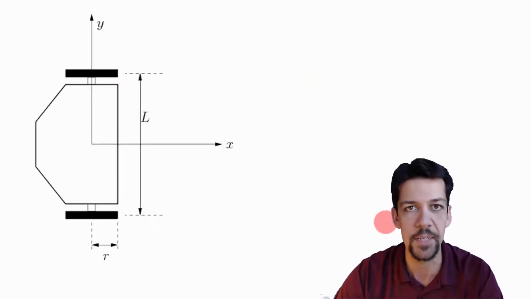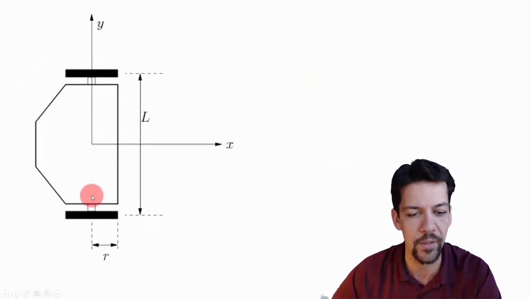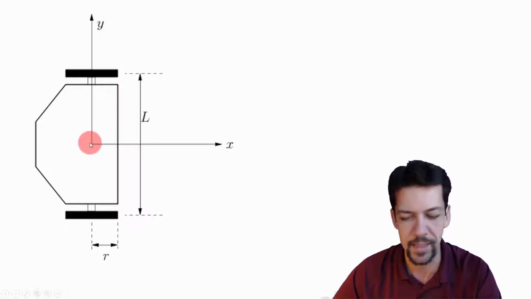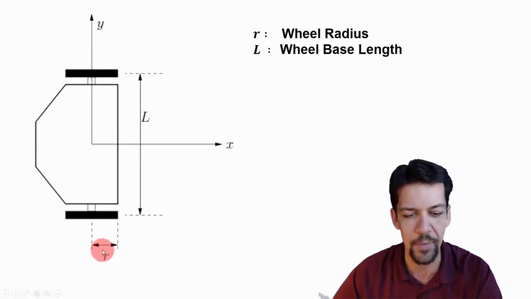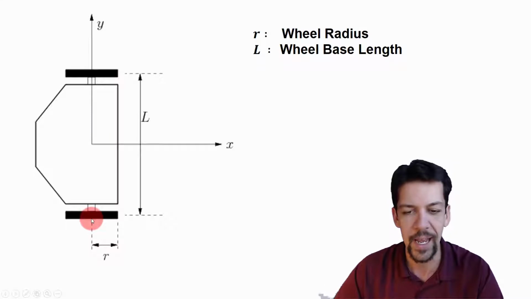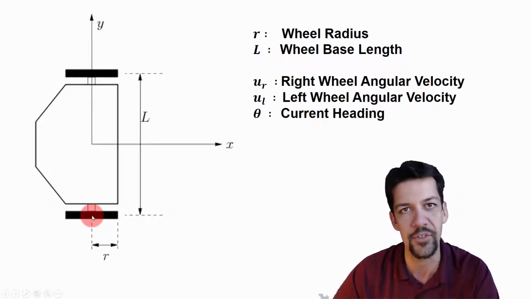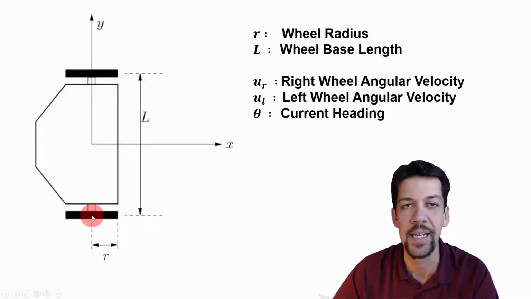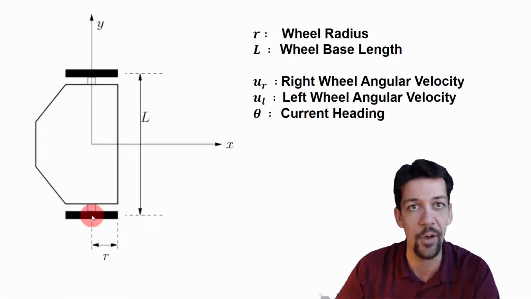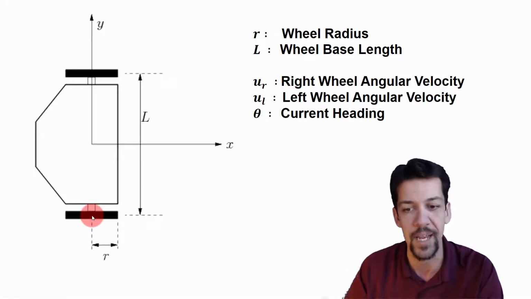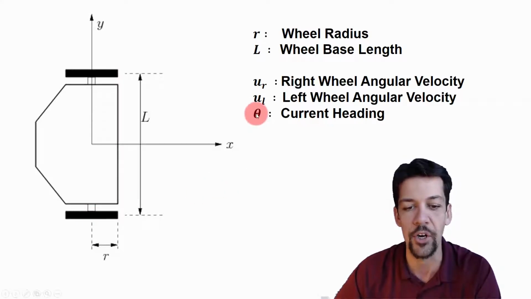So here's our simple model. We have our two wheels that are driven independently. The R represents the wheel radius and L represents the wheelbase length, the space between the two wheels. And then we also have some extra variables here called the left and right wheel angular velocity. So it's how fast they're spinning. You can think of it as RPM. And we have the current heading, which is theta for the robot.